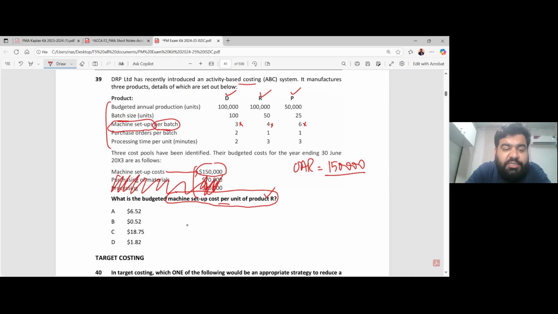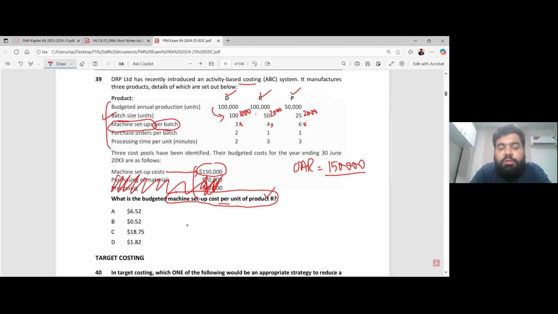Now find the batches. If you see again, the number of batches is not given. Batch size is given, just like the last question. Batch size is given and number of units are given. I have told you again and again, never forget this point. 100,000 divided by 100 means 1,000 batches will be made for D. 3,000 batches will be made for R. Total number of units divided by batch size, and for P, 50,000 divided by 25 is 2,000. 2,000 batches will be made for P.